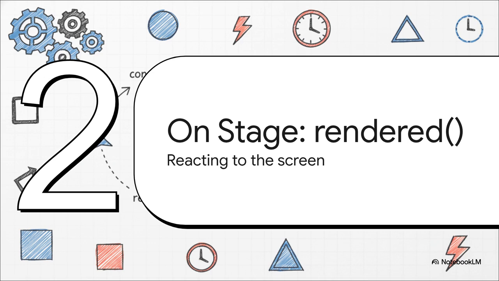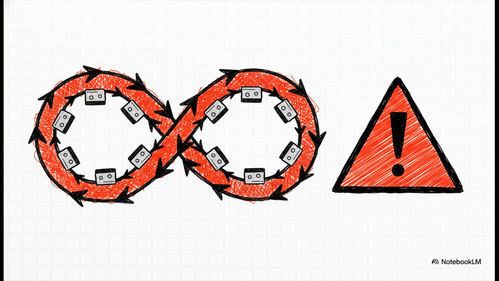This one is all about reacting to what is physically on the screen. But, and this is a big but, here comes a really important warning. Unlike the other hooks, renderedCallback can run many times. It runs every single time the component's display updates. So if you change a property inside this hook, guess what? That change triggers another update, which runs the hook again, which triggers another update, and bam! You've just created an infinite loop that will crash the page.